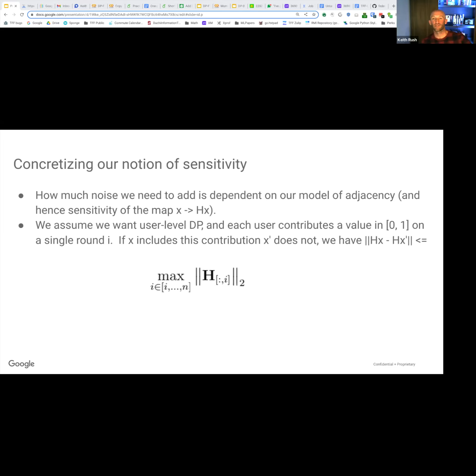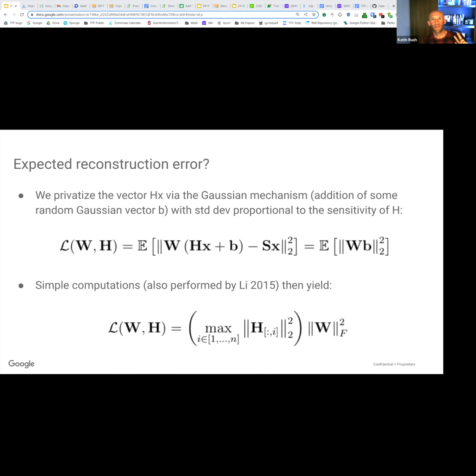And this is L2 sensitivity. So this measures how much the output of a function can change, when the output is measured in L2, when you have a neighboring database. So this is some quantity that we have to deal with. We can compute, straight up in this setting, the expected reconstruction error for a given privacy level. This isn't a particularly difficult computation, so it's appeared multiple times in the literature. And it's this L down at the bottom. It's the product between the Frobenius norm of W and the max over column norms of H. That's another way to interpret that sensitivity.